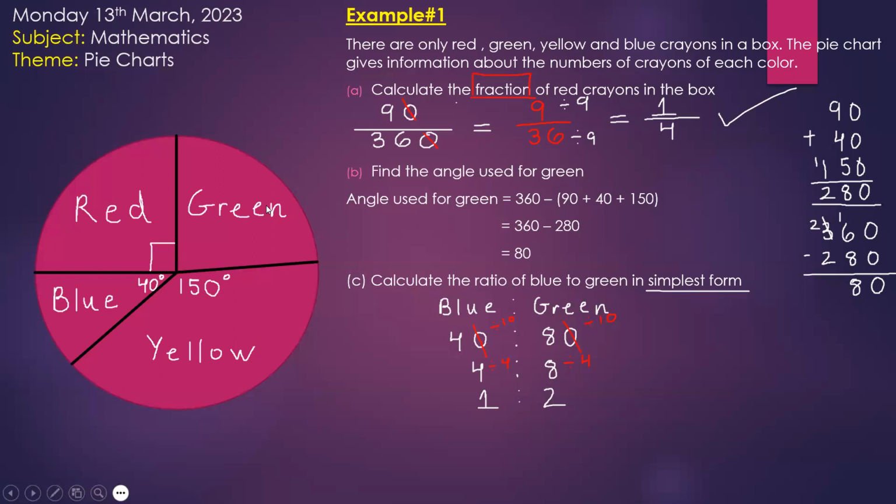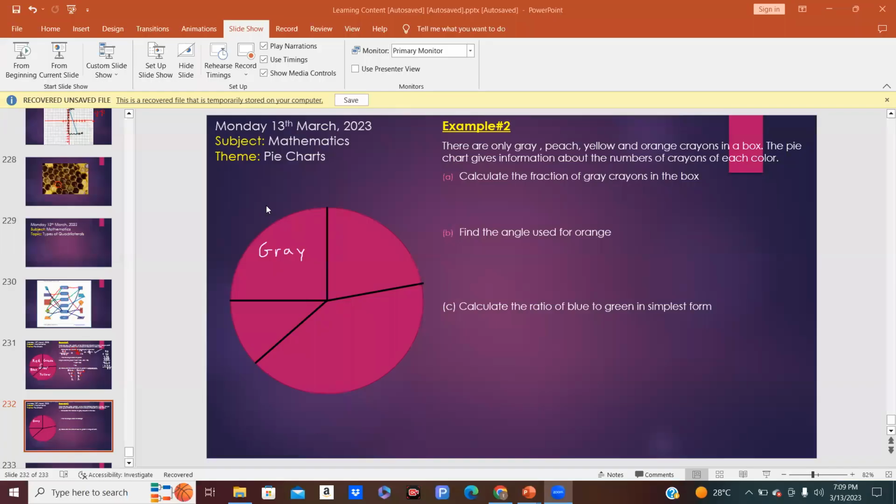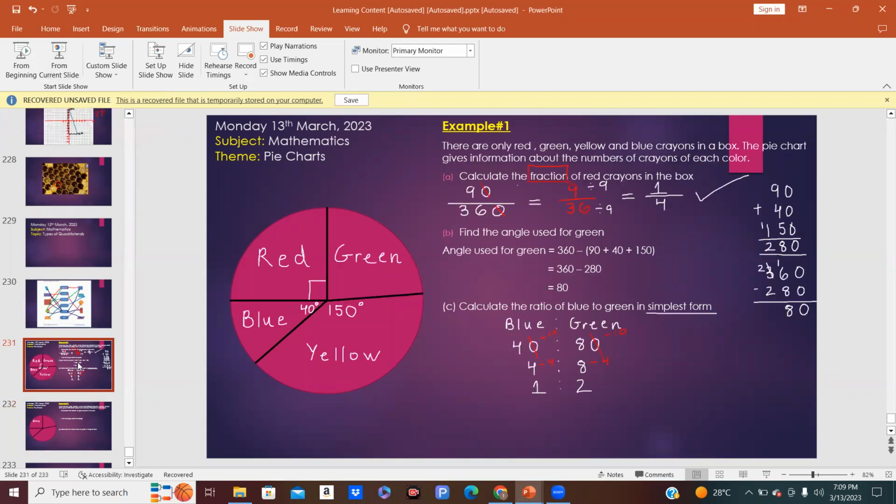Any questions on that before we move on? If not, let's move on to example number 2. Sorry, Mr. Batiste, she said green is 150. Right here, 150. The green is 80. 360 minus 280 is 80. Green is 80, my bad. Yeah, 80. Okay.